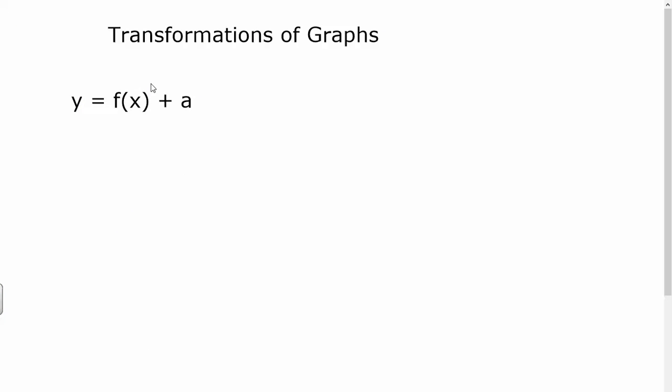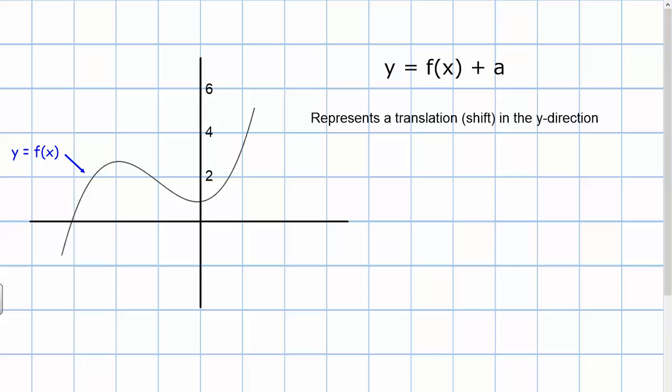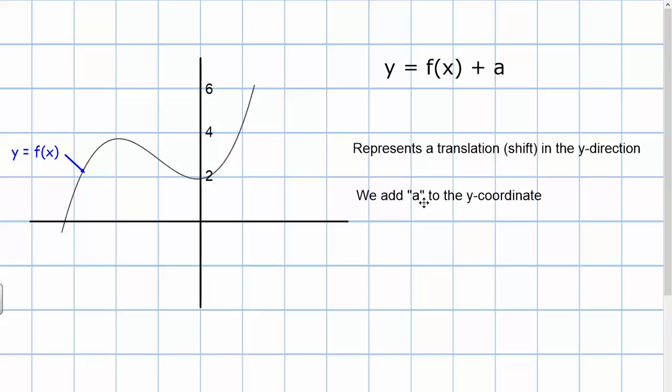So let's go back and summarize that. So we've got y equals f of x plus a. So if this is our f of x, and if we add on a, the graph shifts upwards, or there's a translation along the y-axis. And we also say we can add a to the y coordinate. So it's the y coordinate that changes. So if a is positive, we add on the number to the y coordinate. If a is negative, we subtract a from the y coordinate.